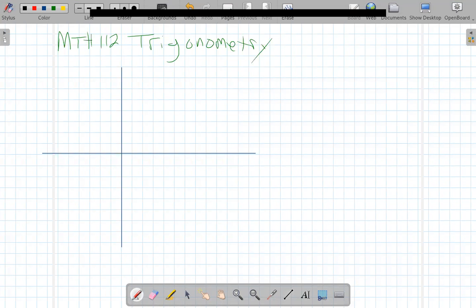Sorry, I've got two mice here, my magic board, my regular mouse. They were in conflict for a second.